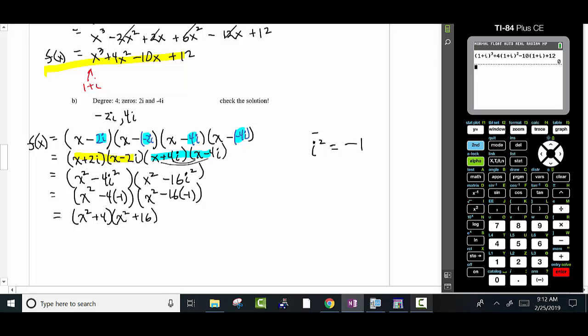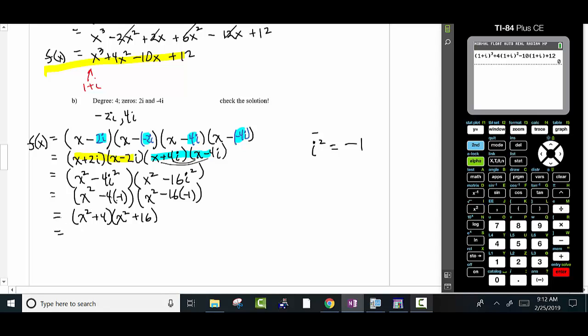That's just standard FOIL. Now we're going to FOIL it out one more time to get our polynomial. Everybody with me okay so far? You have to use the complex conjugates theorem. When i squared pops up, that's negative 1. Now go ahead and FOIL it one more time.